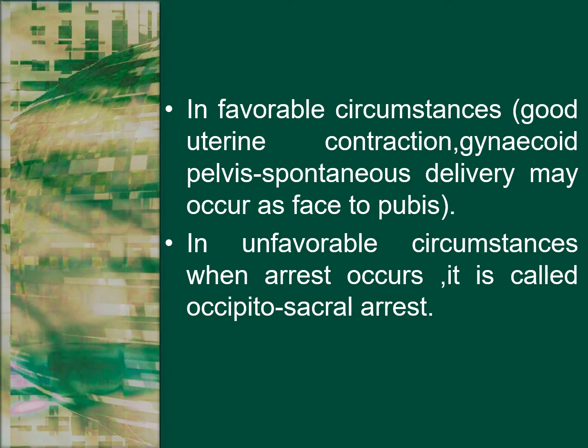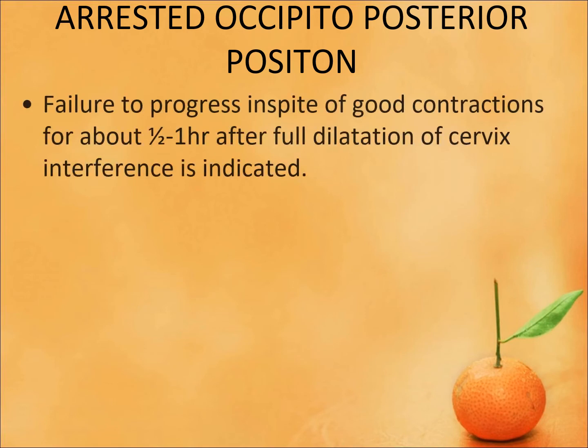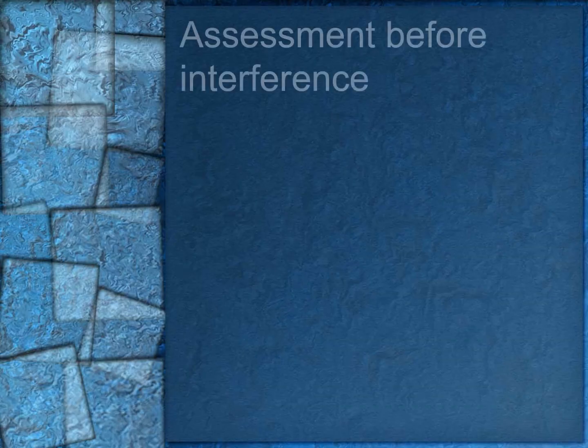In favorable circumstances, if the uterus is well contracted, if a gynecoid pelvis is there, there is a chance for spontaneous face to pubis delivery. This also I have told you. In unfavorable situations, when arrest occurs, that leads to the occipitosacral arrest. Arrested occipito-posterior position: failure of progress in spite of good uterine contractions for about half an hour to 1 hour after full dilatation of the cervix indicates that it needs assistance or operative interference.